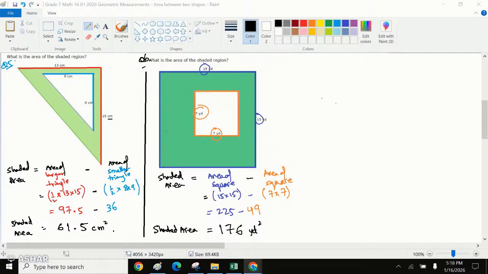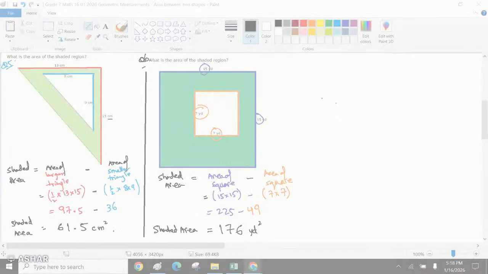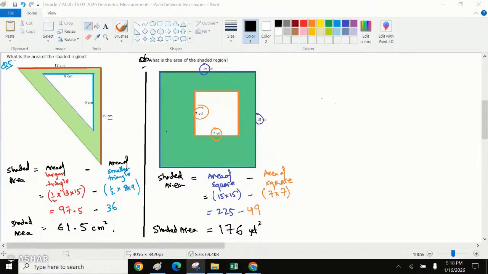Okay, let's see for the next question what we can do. The next question is saying, oh, it's a circle. Let's see what we can do with the circles. We need to remember the formula for the area of a circle, right? That is pi r squared.